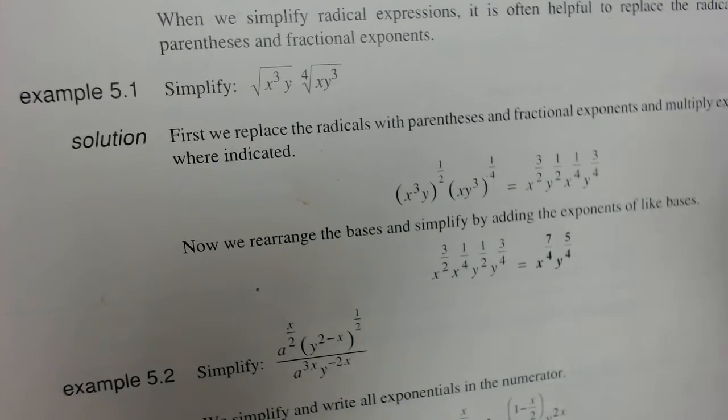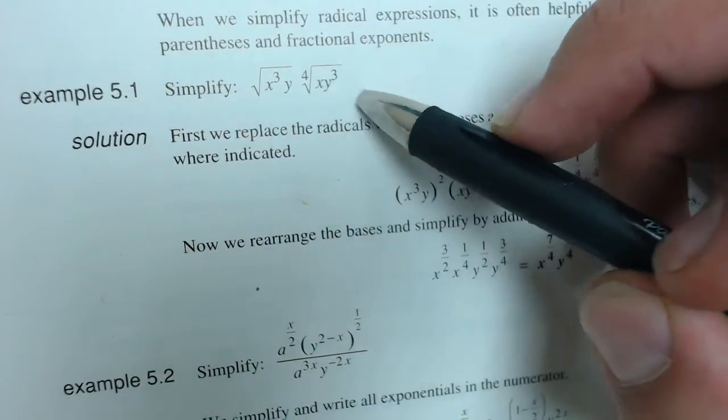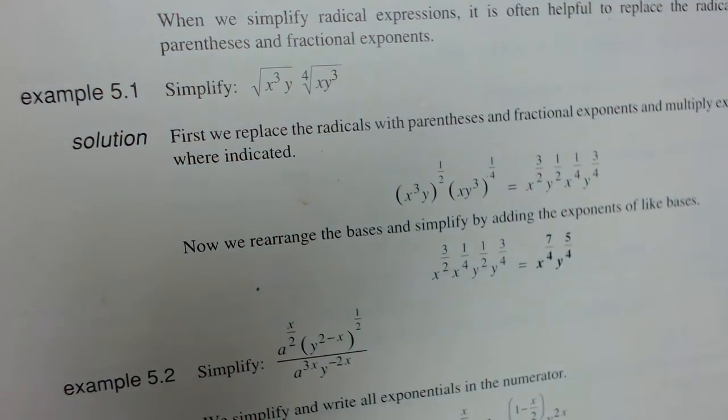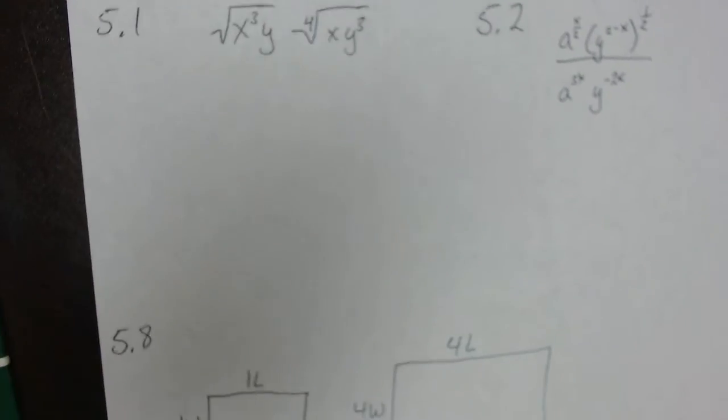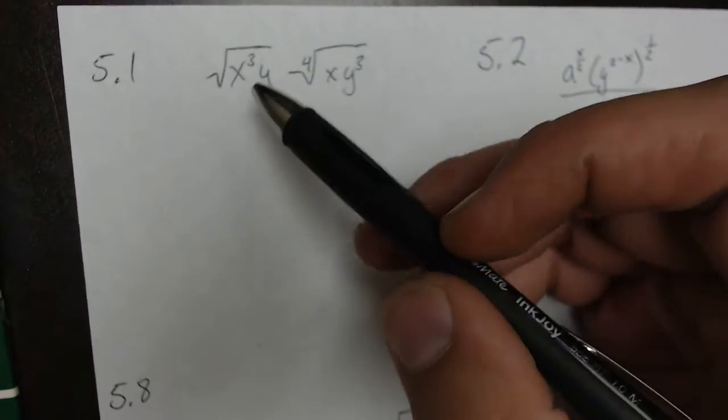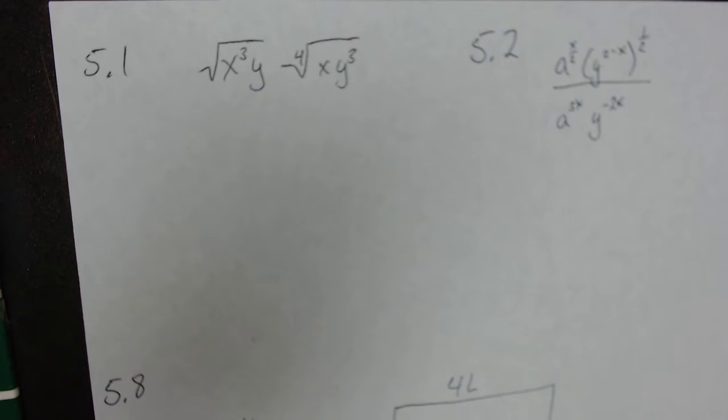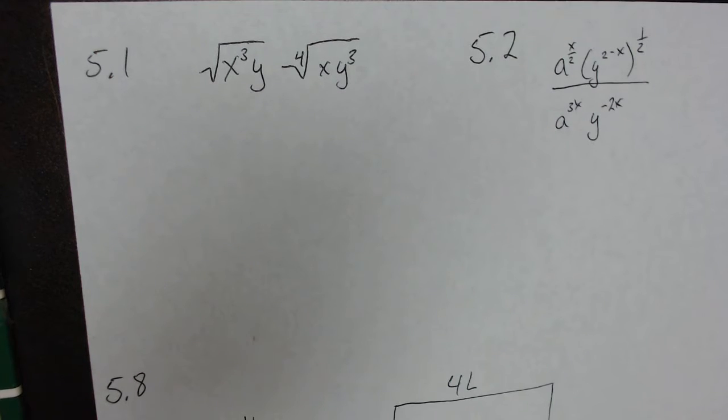They should be something you already learned in Algebra 2. So we'll be starting with example 5.1 right here. Example 5.1. We need to simplify this radical expression. So we'll go to our work paper. And we see we have the square root of x cubed y times the fourth root of xy cubed.